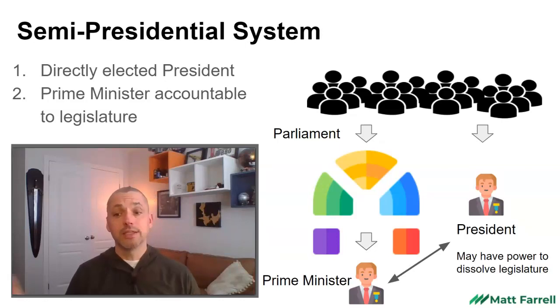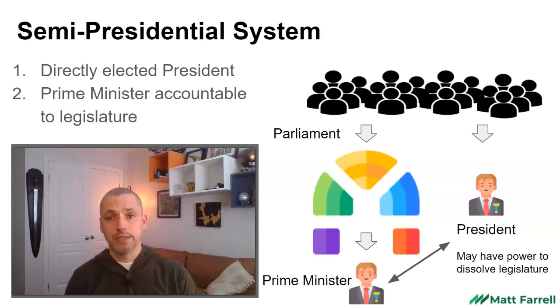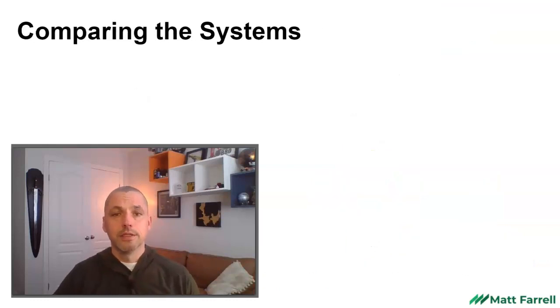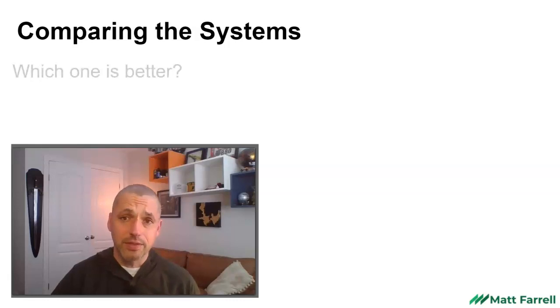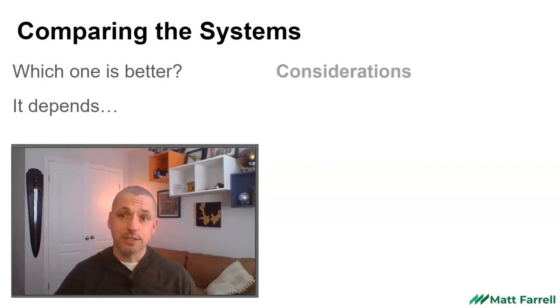However, in some places, the president is the one that has the power to dissolve the legislature. So if the president doesn't like the policy direction of the parliament, they might dissolve parliament and ask for new elections, as sometimes happens in France. France is a good example of a semi-presidential system, combining elements of both. So how do you compare these systems? Is one better than the other? It really depends. It depends on how you're trying to measure them, what your goals are. Are you trying to measure based on longevity, which ones last the longest, or the outputs, which ones are the most effective at passing laws and doing things?